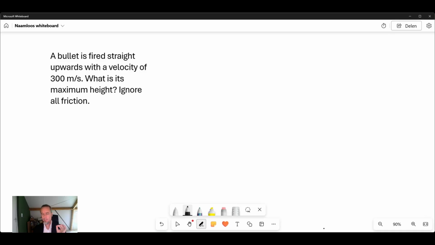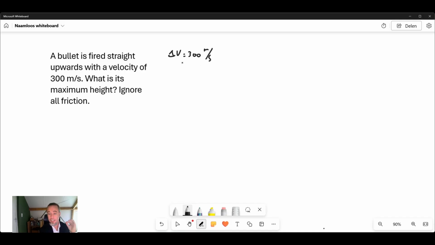Well, the only force acting on the bullet on its way upward, if we ignore all friction, would be the gravitational pull. So this will slow the bullet down all the way until its velocity is zero. If it starts at 300 and ends at 0 meters per second, we can state that the change in velocity, or delta v, equals 300 meters per second.